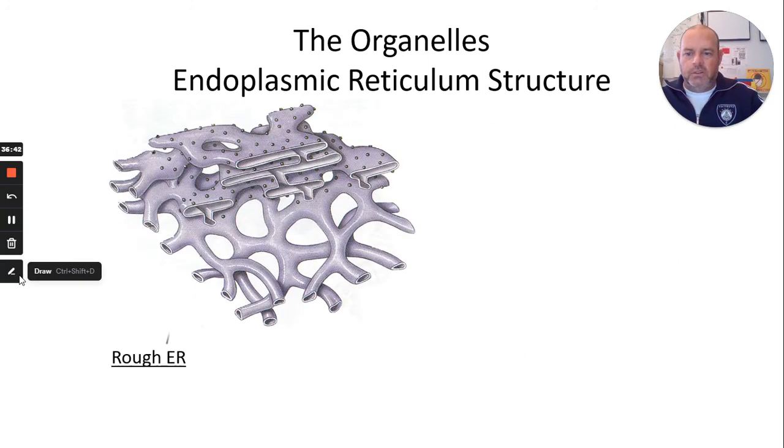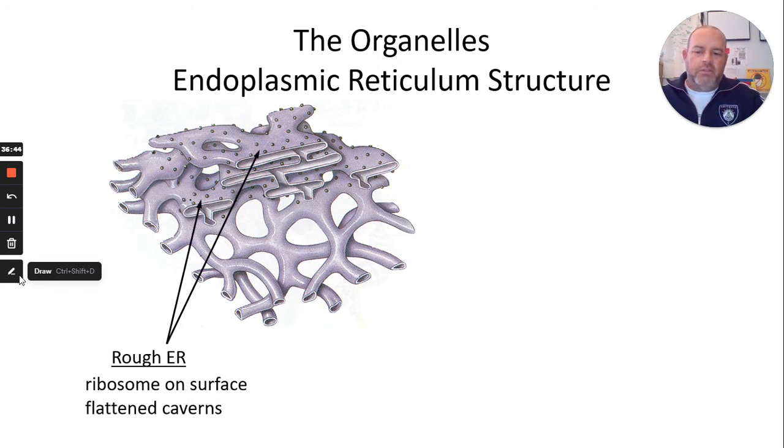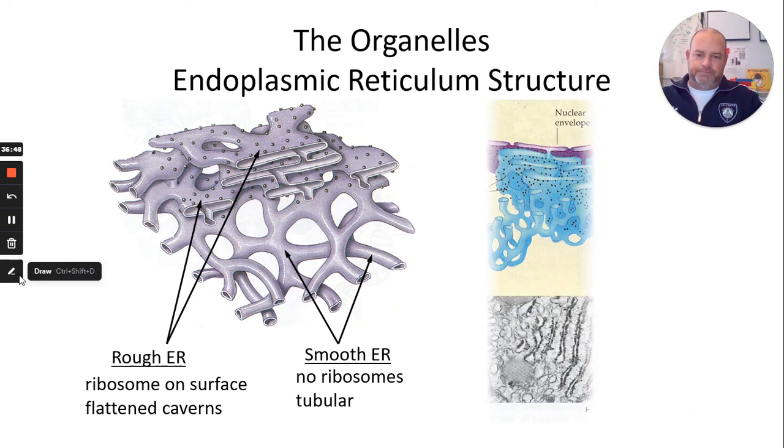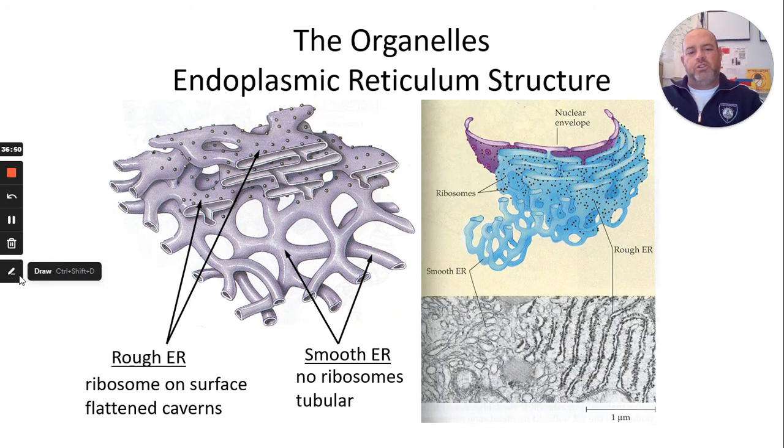So a little bit more on the rough ER: flattened caverns. Smooth ER are more tubular. So again, cartoon picture, microscope picture. Kind of look at both. Pause the video if you need to.